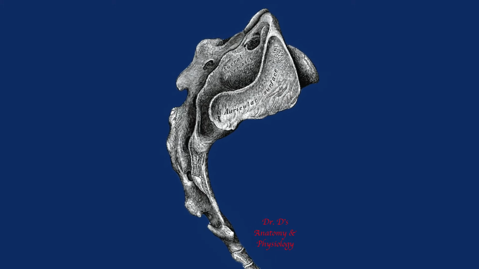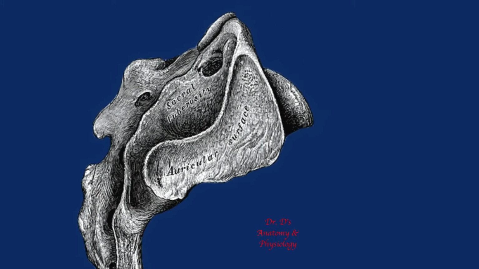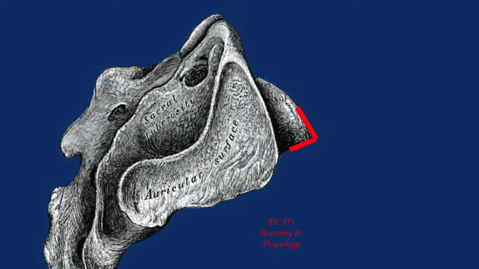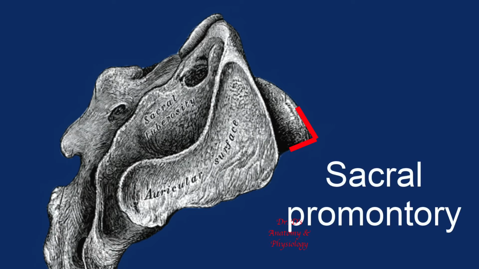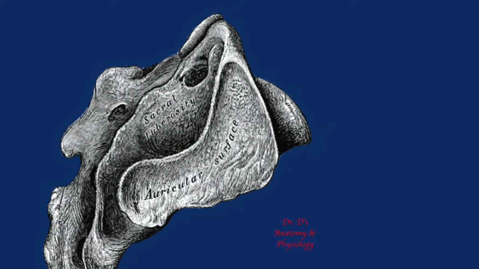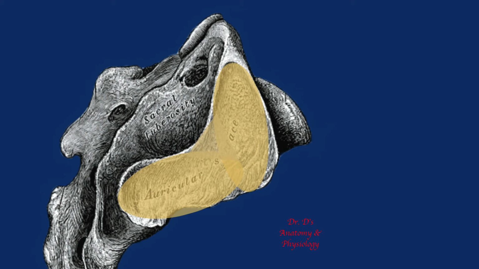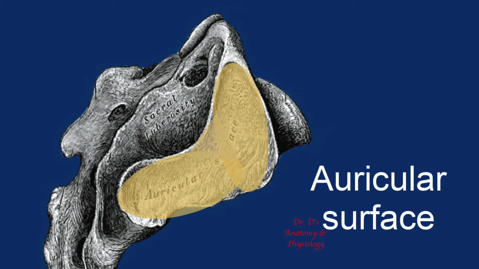First, let's note again how the superior edge of the body of S1 juts out over the concavity of the anterior surface of the sacrum, and this is called, again, the sacral promontory. The surface that forms the articulation with the hip bone resembles the shape of an ear. For this reason, it is called the auricular surface, or the ear-like surface.